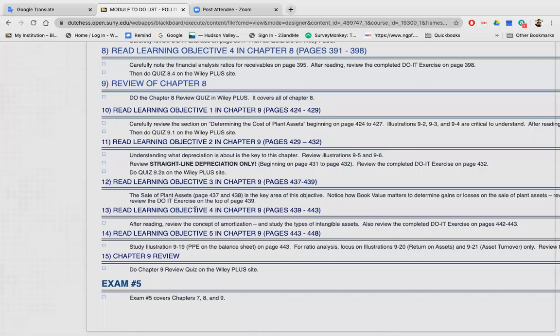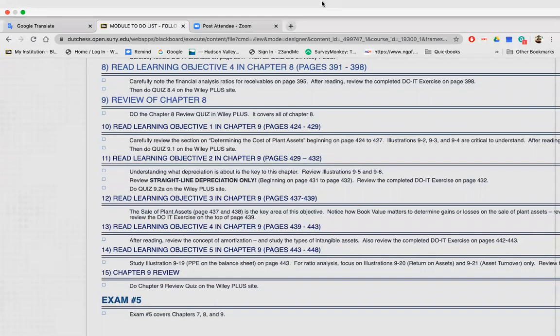Lots of little quizzes in between here. Exam number 5 on this module covers all three chapters together, but it's broken down quite well. So I think you'll be doing quite fine with this. And that is the end of my share.